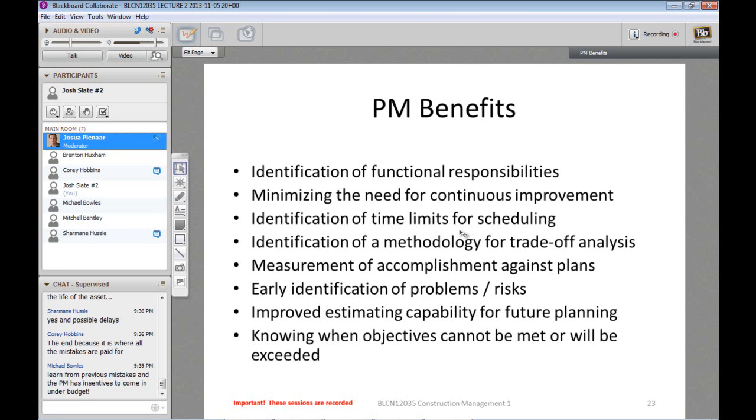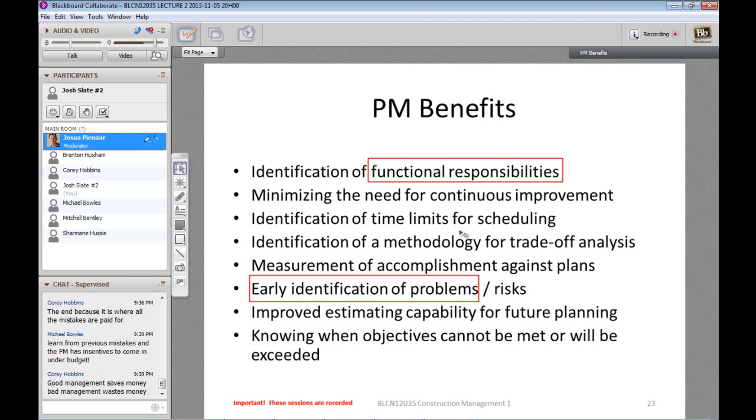All right, so I see there's quite a number of you typing out your messages. So learn from our previous mistakes, and the PM has some incentives to come in under budget. Yes, of course, the money issue is going to drive our project manager. And that's right, with bad management we're basically throwing good money after bad if we don't manage that process. The other thing is, of course, what I've got there on the sheet, the early identification of problems and risk, the functional responsibilities.